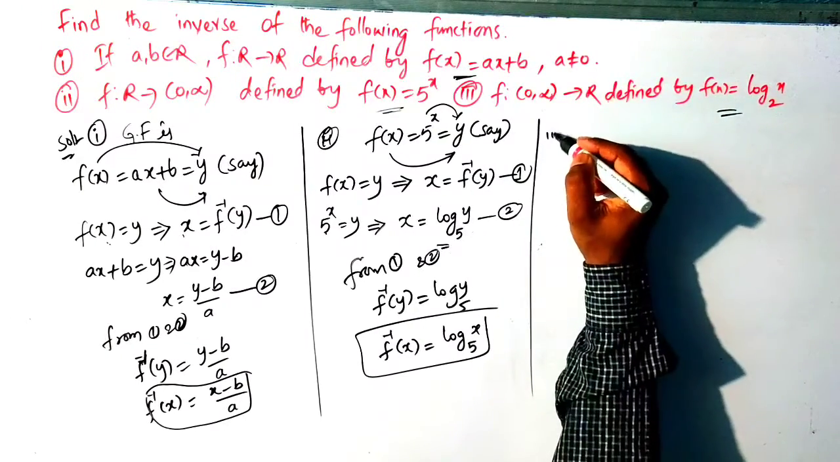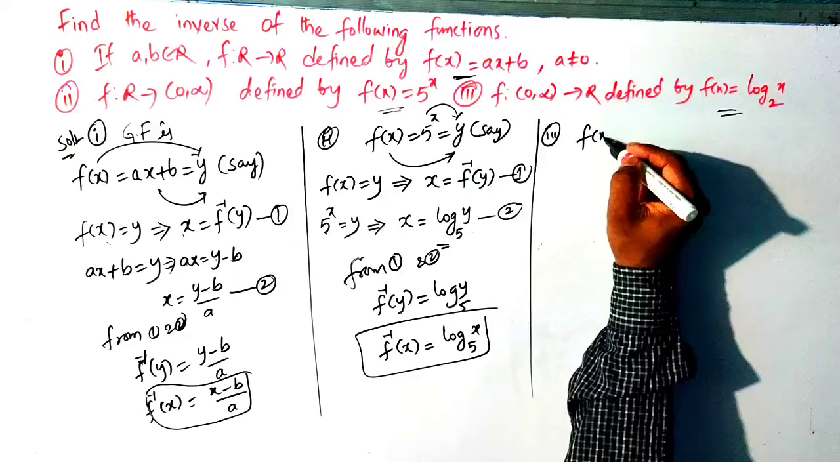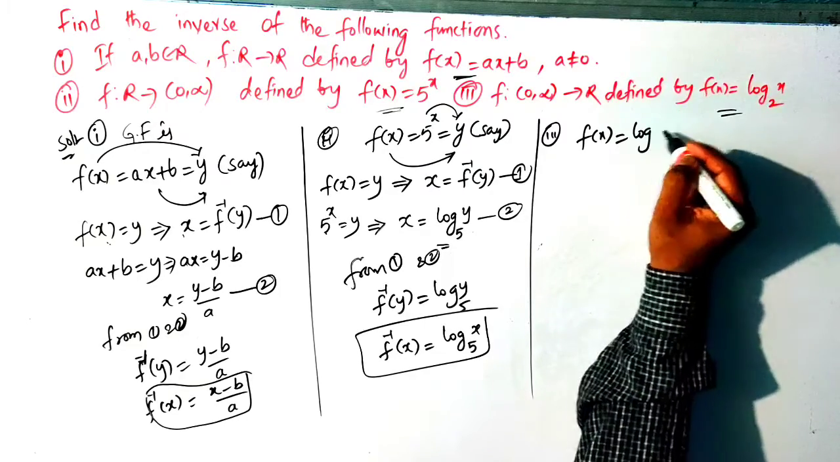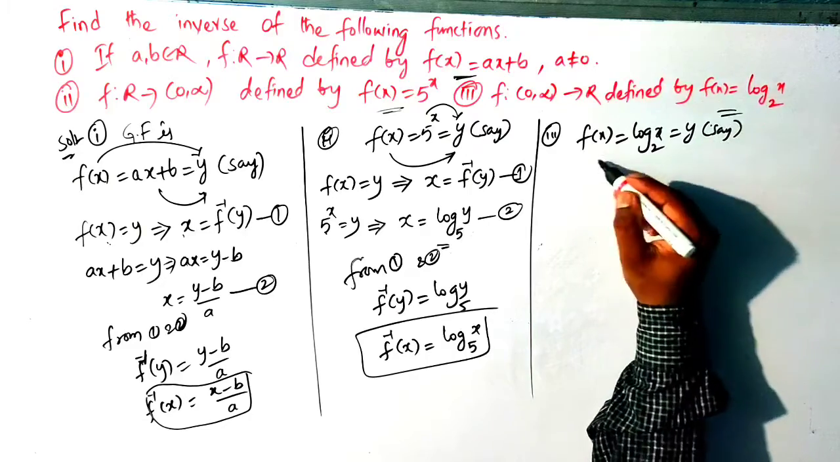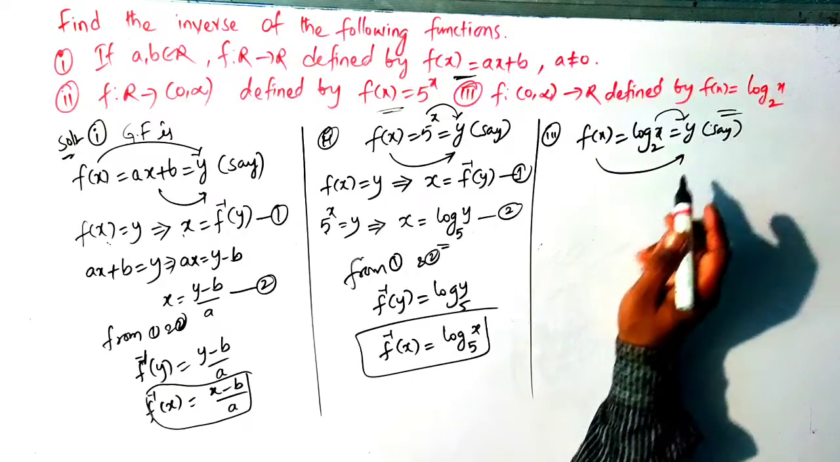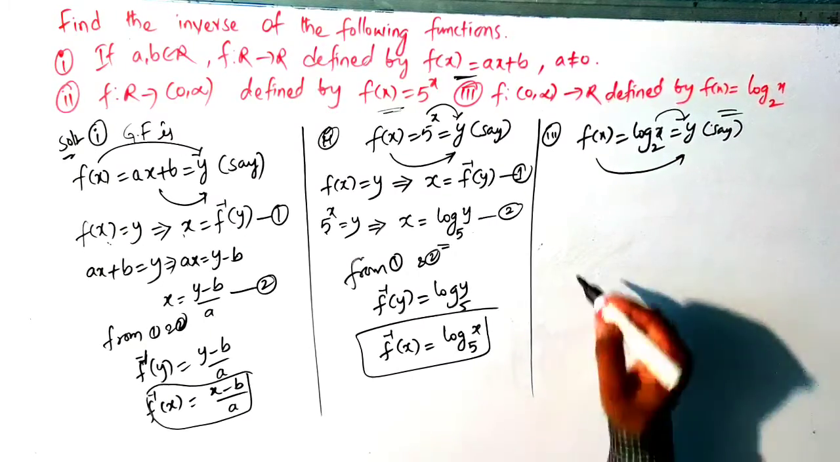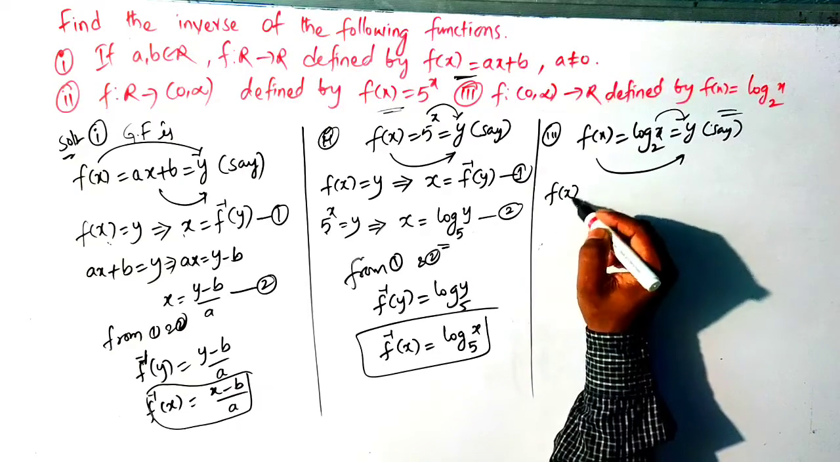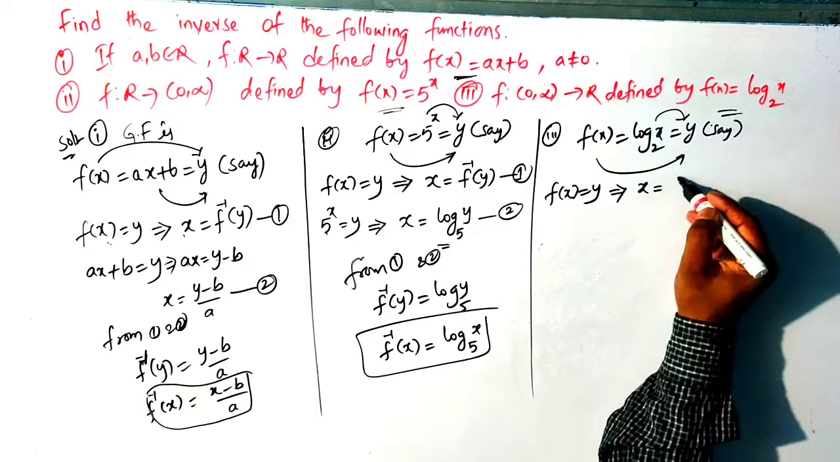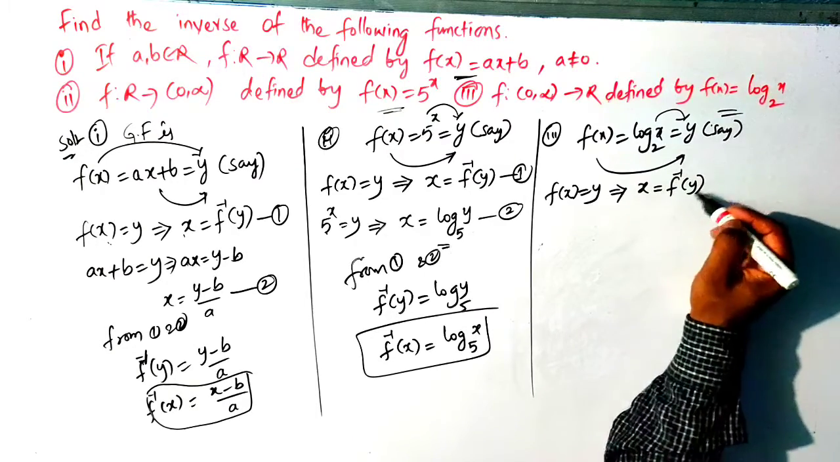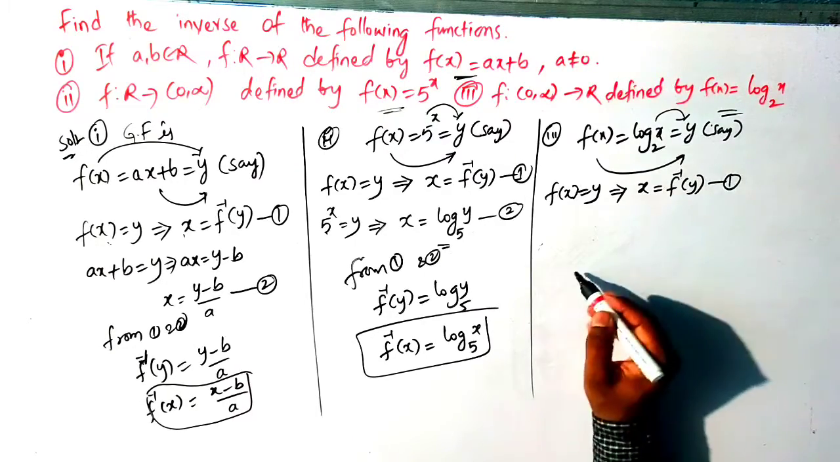Next, the third one. So f of x equals log x base 2, that equals y, we say. Clear? So this is f of x equals y, and log x base 2 equals also y we take here. So f of x equals y, that implies x equals f inverse of y. So this is equation number 1.